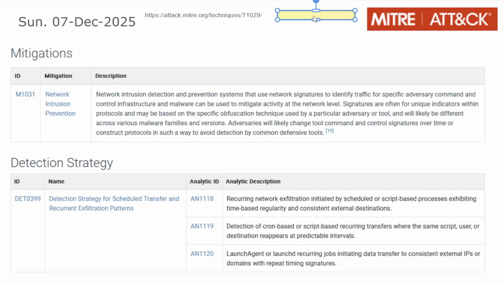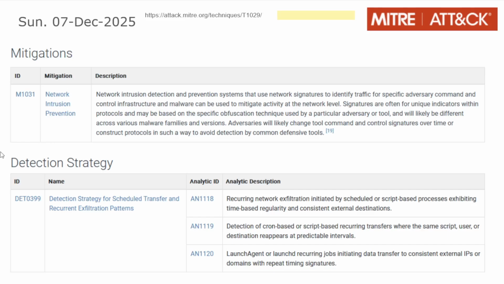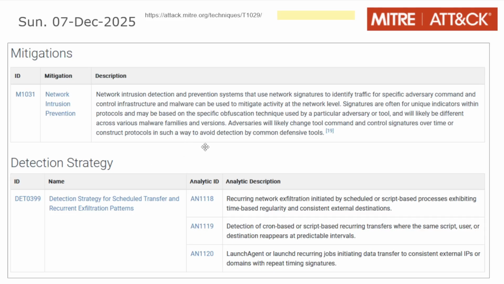Alright then, so let's take a look at mitigation. So how to detect the scheduled stuff. And here, network intrusion prevention. So you need to monitor your network. Network intrusion detection prevention systems that use network signatures to identify traffic for specific adversary command and control infrastructure and malware can be used to mitigate that.